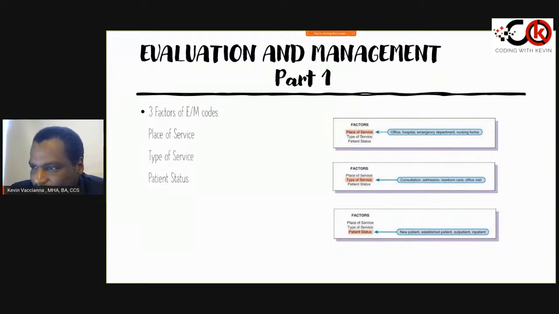Class, you remember that you have three factors that influence the E&M codes, right? They are place of service, type of service, and patient status. What is an example of a place of service? Let's ask Sandria. What's an example of a place of service? Sandria? I'm sorry. Example of a place of service.